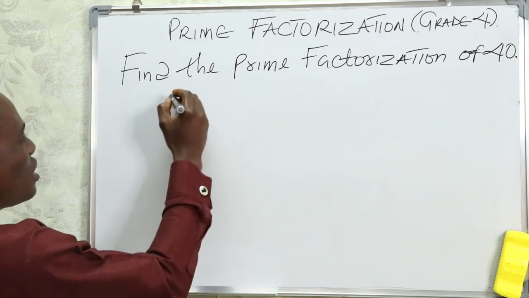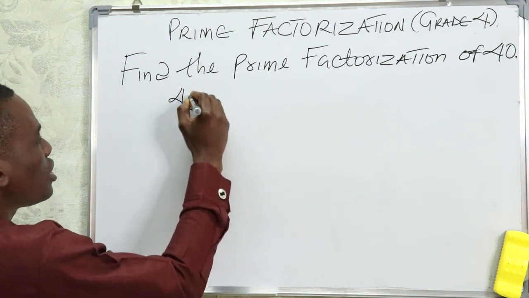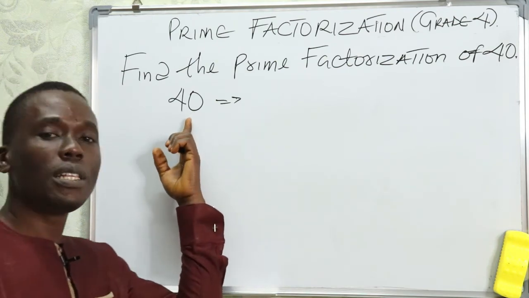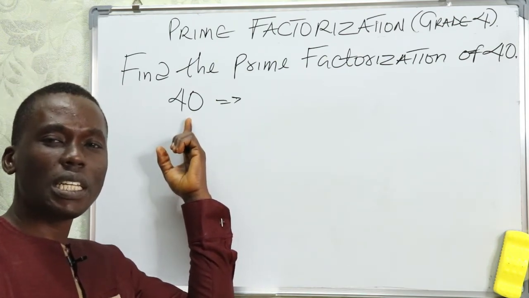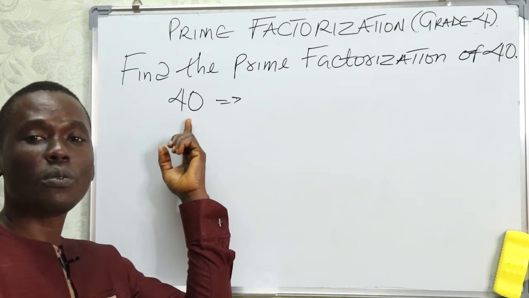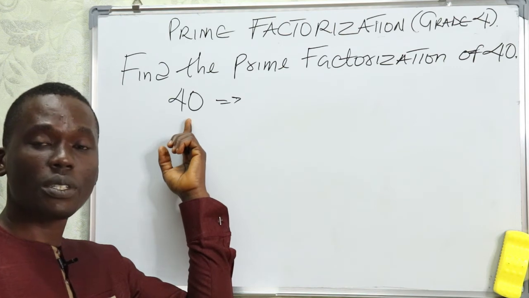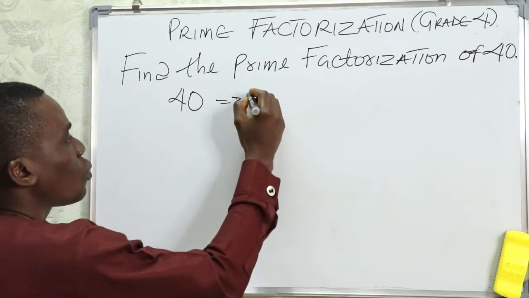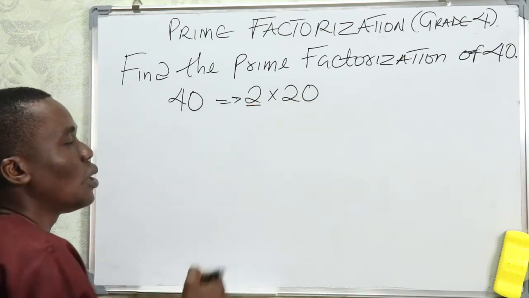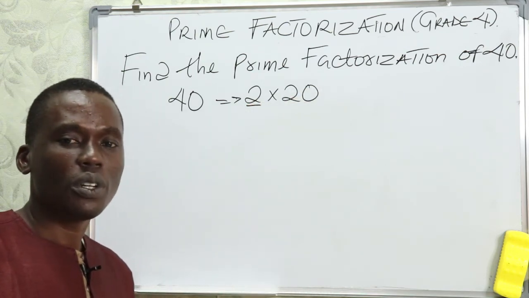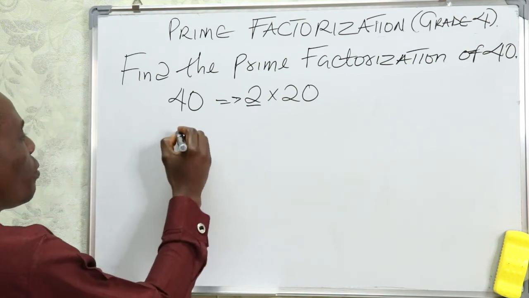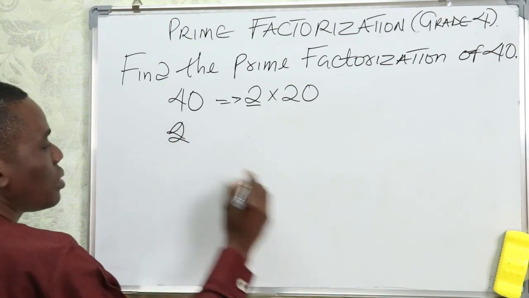So 40 is an even number, and the fact that it ends with 0 shows that it can be divided by 2. That is the rule of divisibility. Now this will give us 2 times 20. 2 is a prime factor and 20 is not a prime factor. Again, we'll bring out 20.